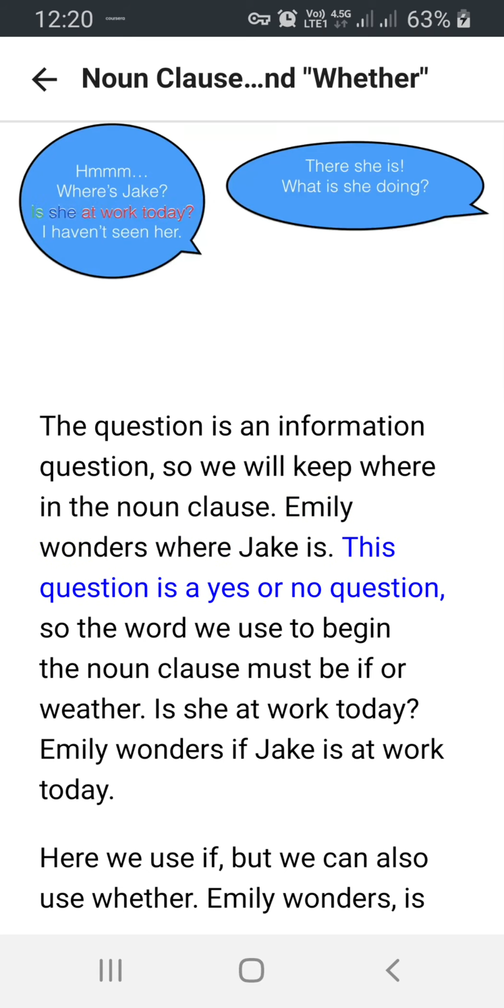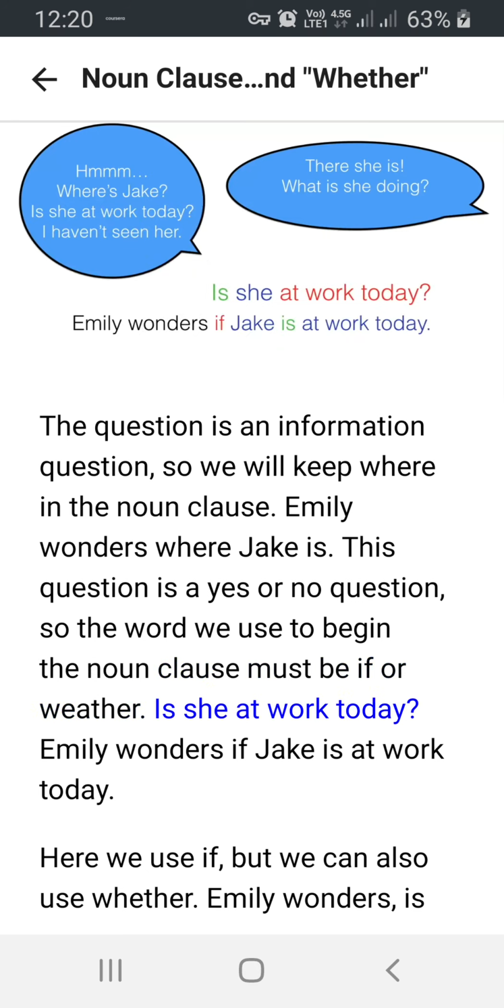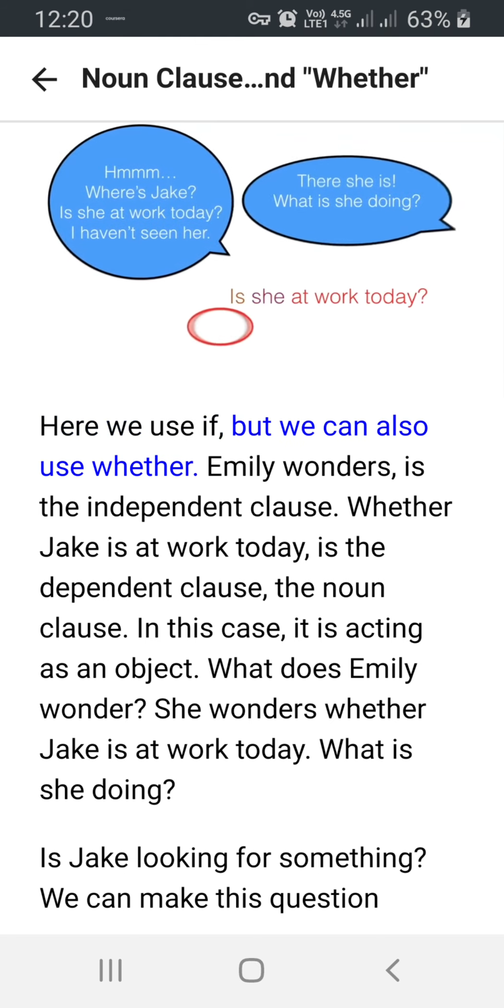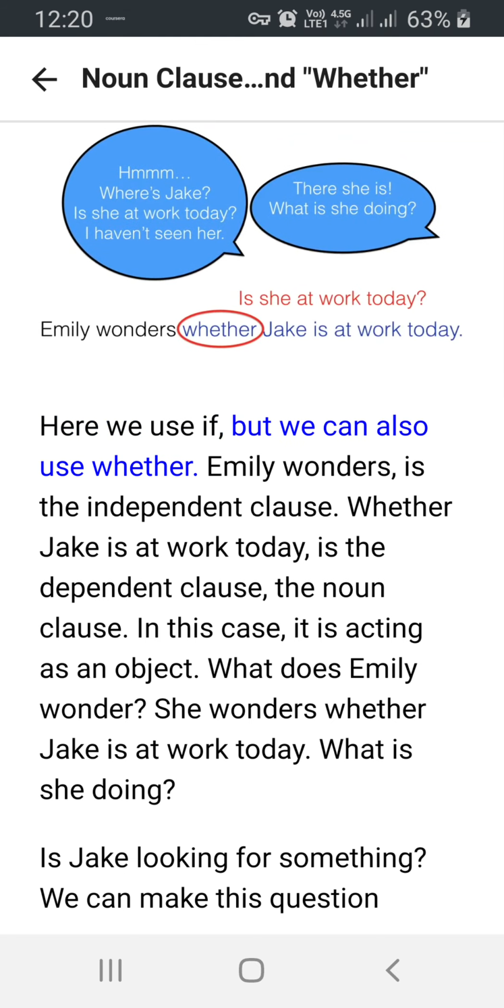This question is a yes or no question, so the word we use to begin the noun clause must be if or whether. Is she at work today? Emily wonders if Jake is at work today. Here we used if, but we can also use whether.